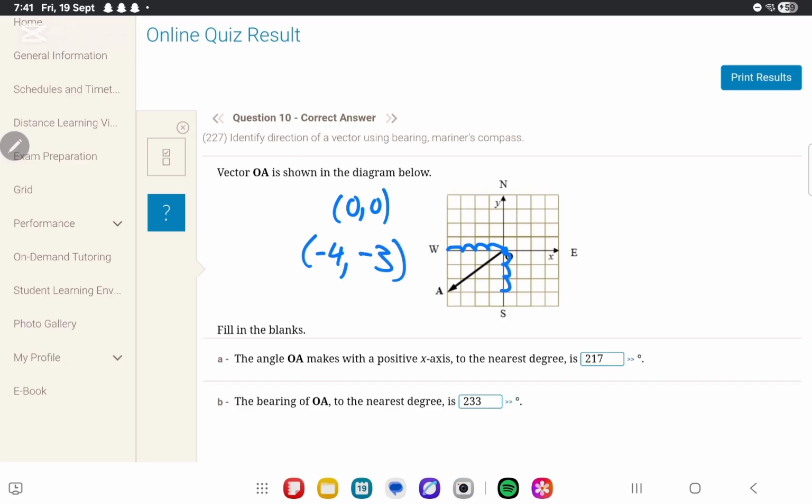Right? So this is A, this is O. Subtract from each other to find vector OA. Remember, it's terminal minus initial. So negative 4 minus 0, which is negative 4, negative 3 minus 0 is negative 3. This is my vector. Okay?